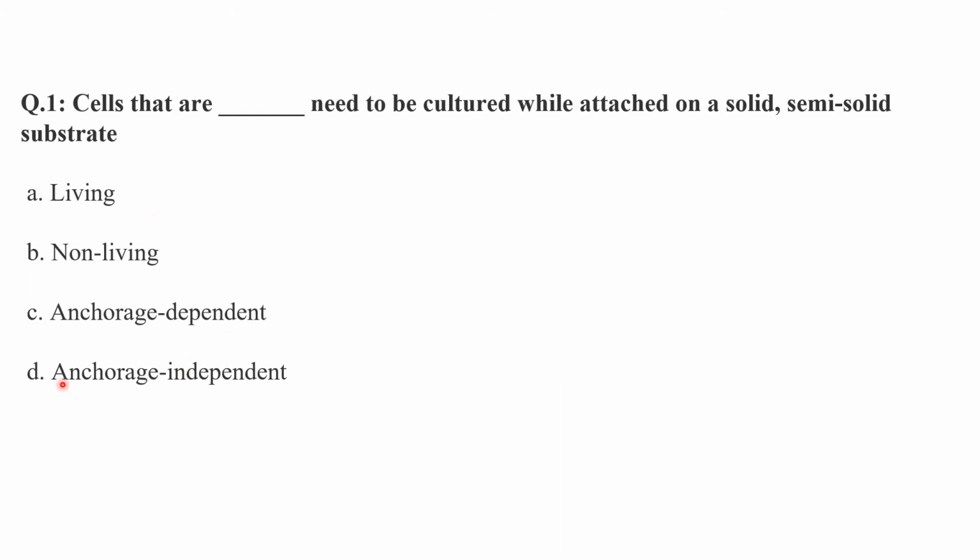So anchorage dependent cells need to be attached to a solid surface, and anchorage independent cells, as I gave you the example earlier, grow in suspension culture. They do not need to be attached to the surface for their growth. And living and non-living is the option. Non-living cells do not attach even if they are anchorage dependent. If they do not attach to the surface, they get dislodged. But living is a general thing, so anchorage dependent is the answer.